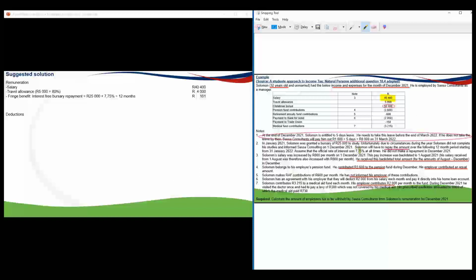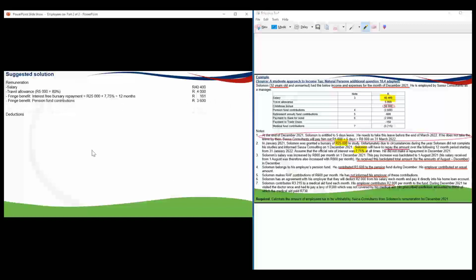The fringe benefit in this case would be that 25,000, the capital amount, times 7.75%. That is the official rate of interest. Then you divide that by 12 months because we want to look at the monthly amount. Hence, we divide by 12 here. So we'll see then that the taxable benefit, the interest-free portion, is that 161 Rand over there.